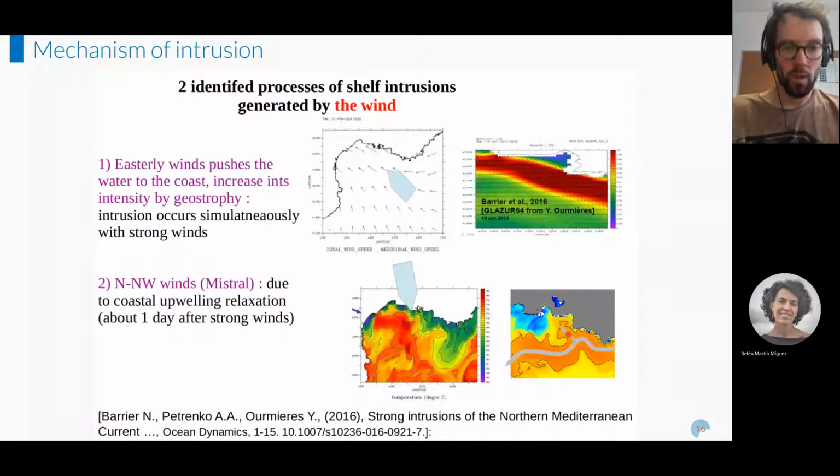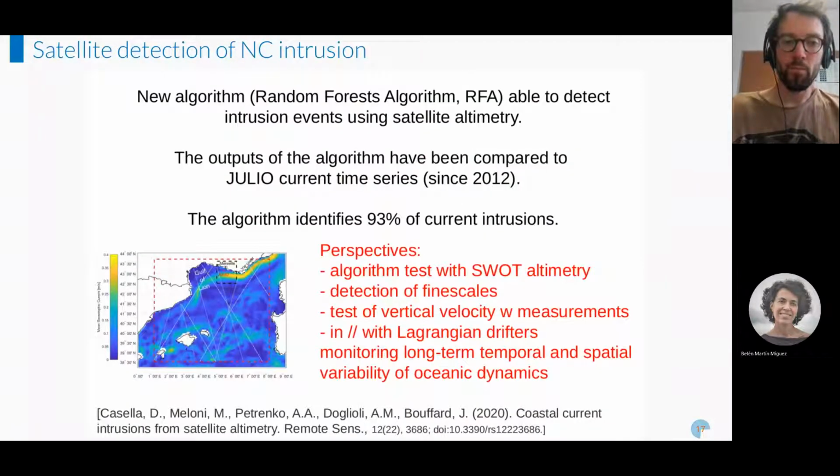So yes, and now this mooring site has been used to train an algorithm to try to detect from satellite when the intrusions can happen. A study has been done here, as you can see, to study these intrusions and to link them with the satellite measurements, with a nice perspective to use that during the SWOT altimetry period.